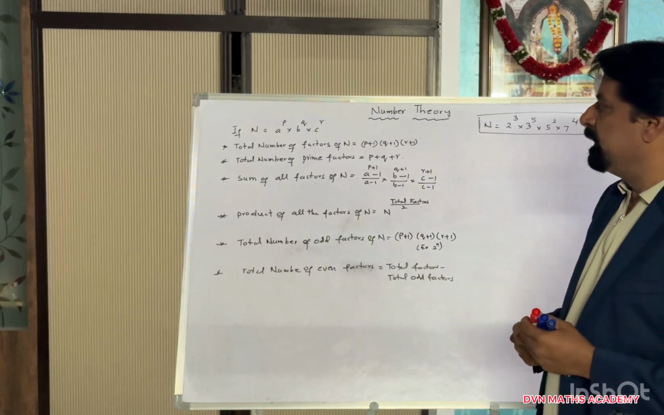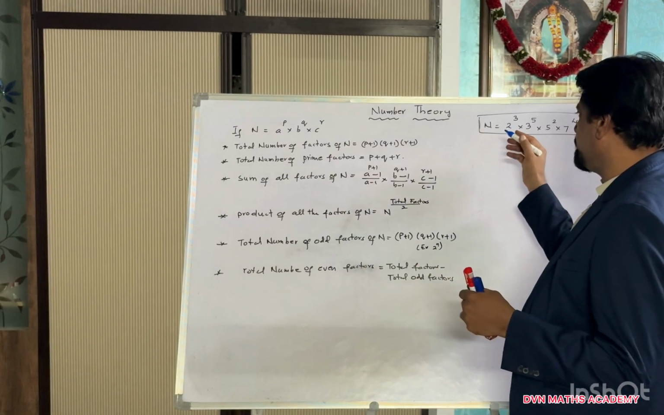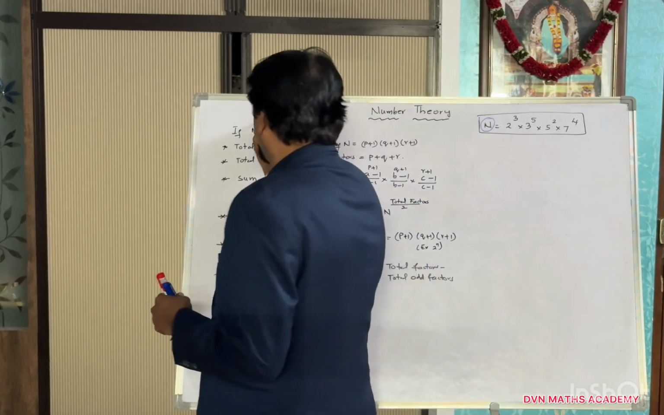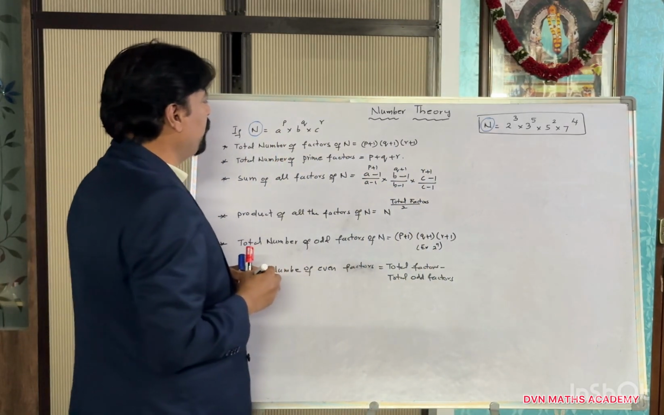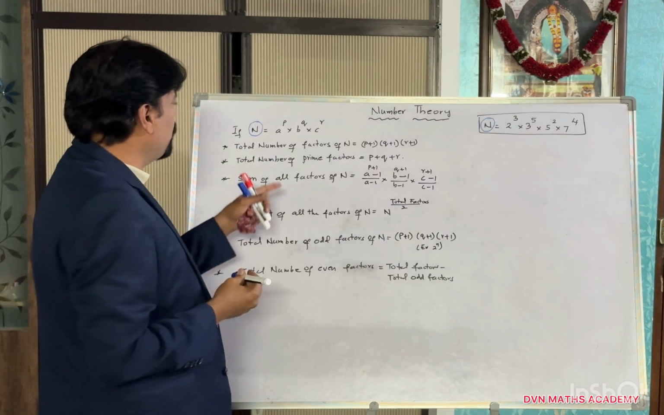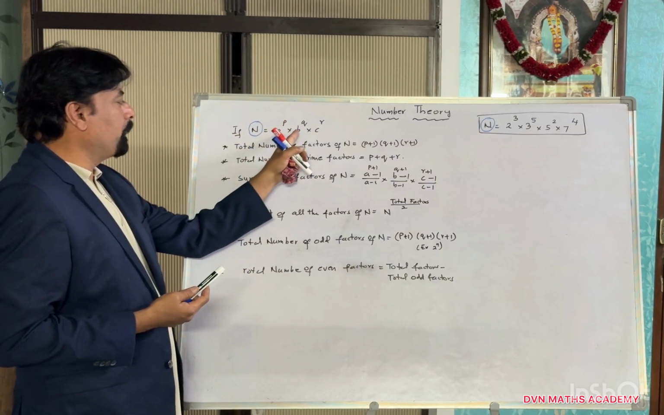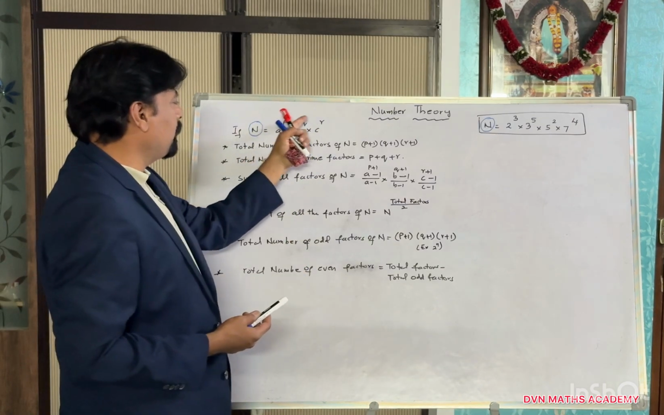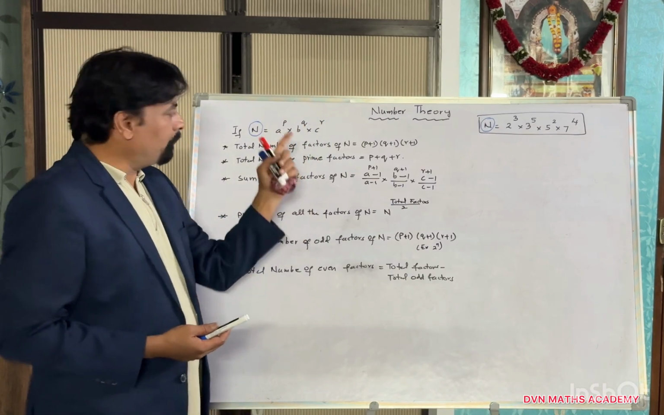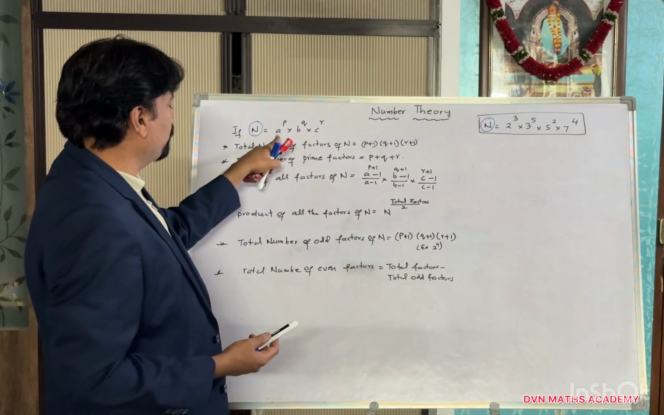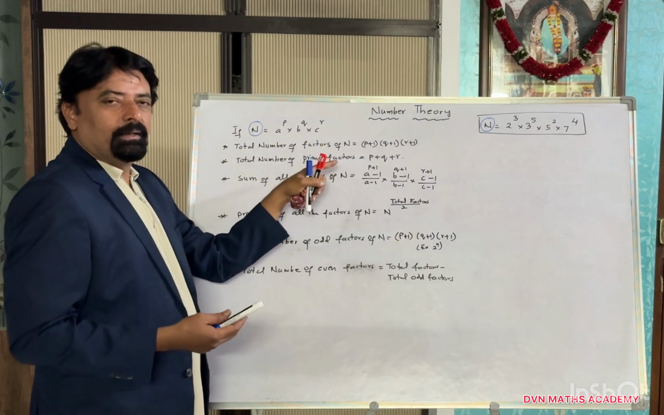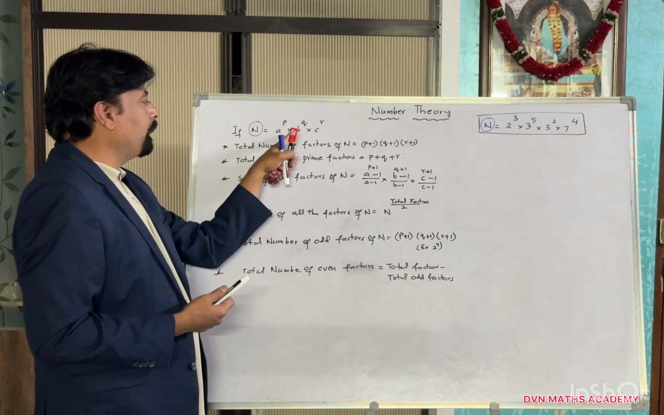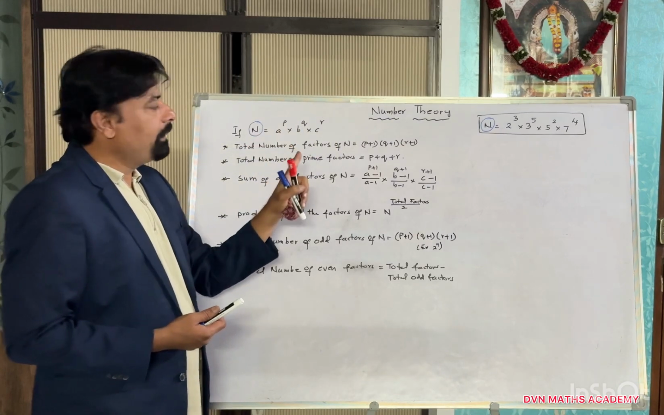Here, n is a composite number. Here I have taken one number as n. If n is a composite number and I write its prime factorization, it may be in the form of a to the power of p into b to the power of q into c to the power of r. Here a, b, c are prime numbers, and p, q, r are positive integers. So when I write the product of prime factors, it will be a to the power of p into b to the power of q into c to the power of r, where a, b, c are prime numbers.